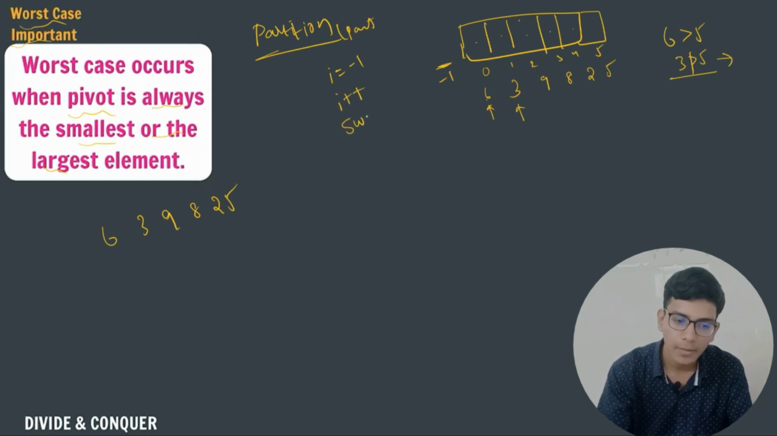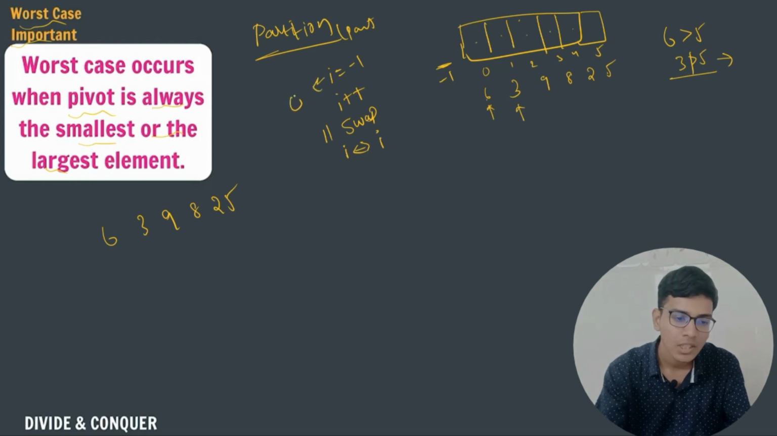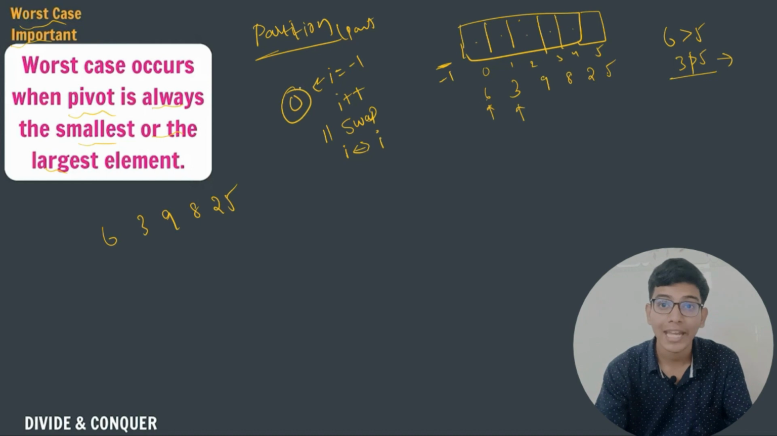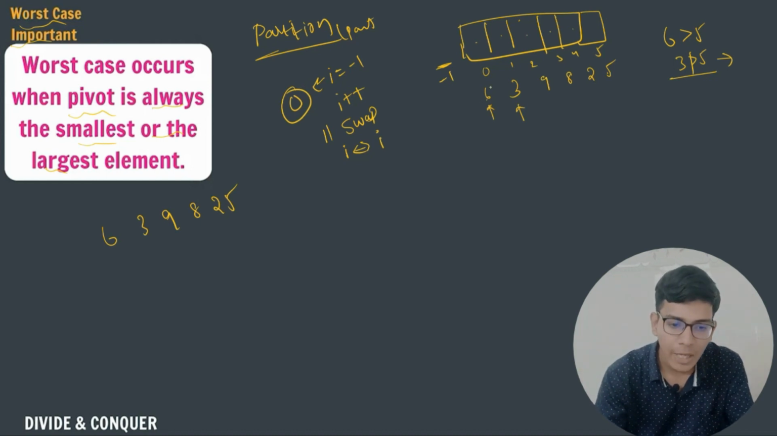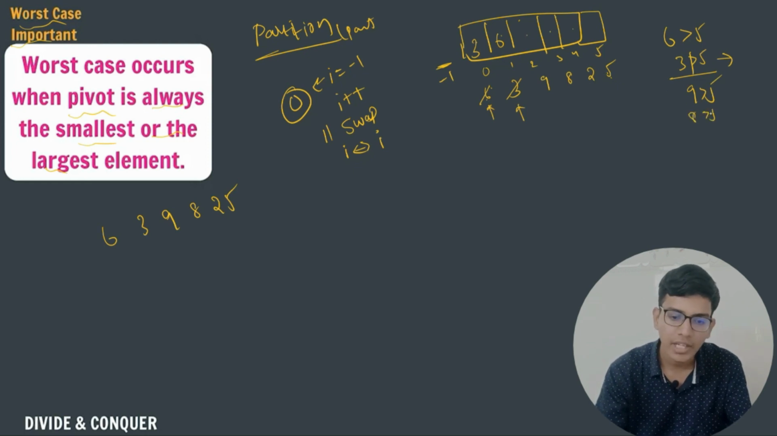After that I need to swap the element at i with the current element. From i equals -1, i will become 0, and I will swap the elements 3 and 6. After that 5 will compare with 9. Yes, 9 is greater than 5, so do nothing. After that 8 is greater than 5, do nothing. After that, is 2 greater than 5? No, 2 is not greater than 5.